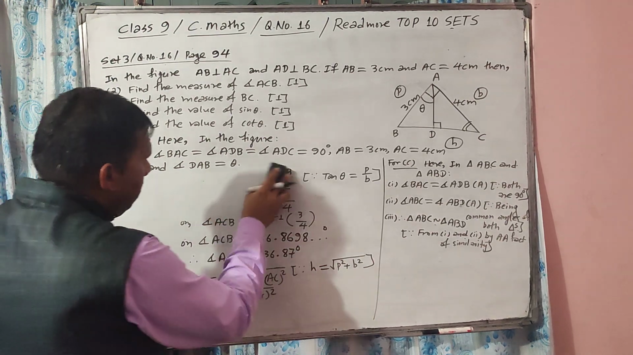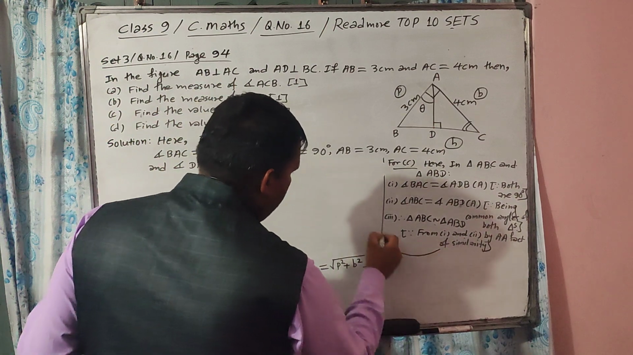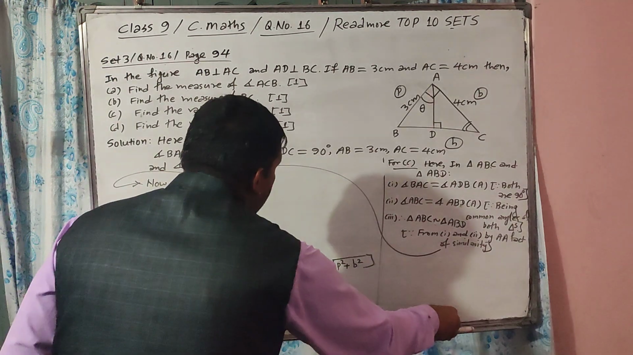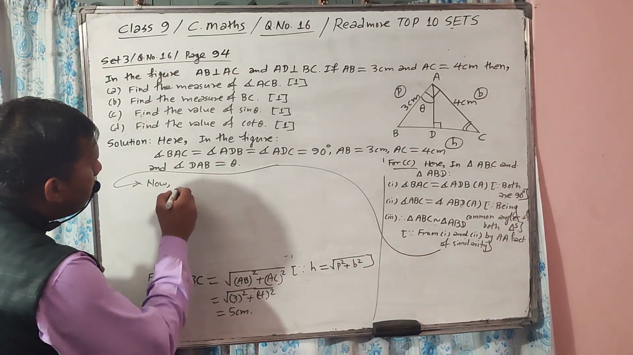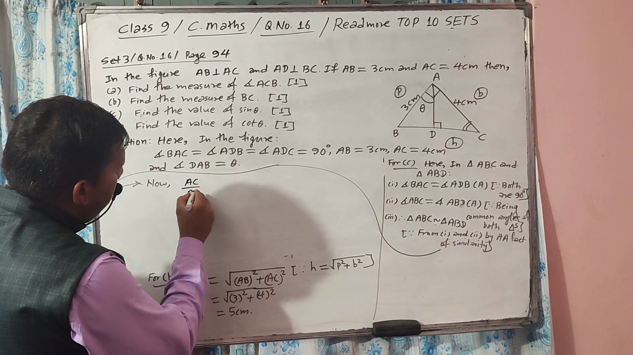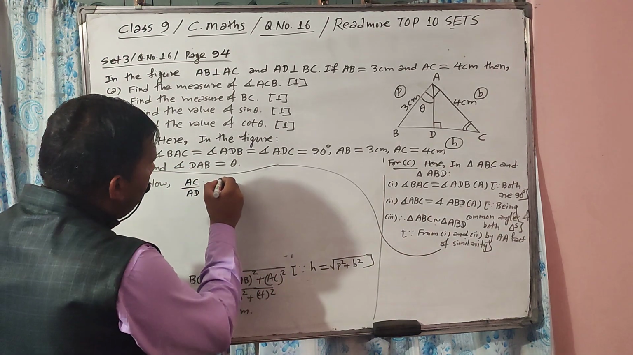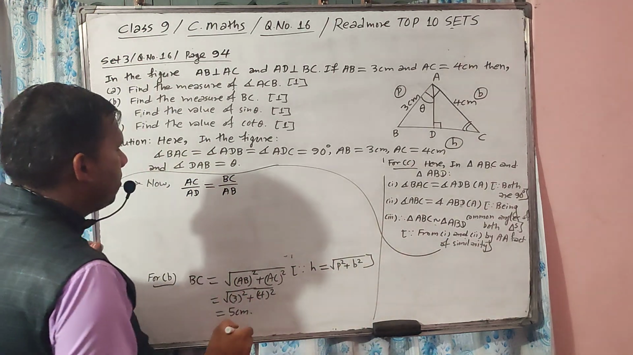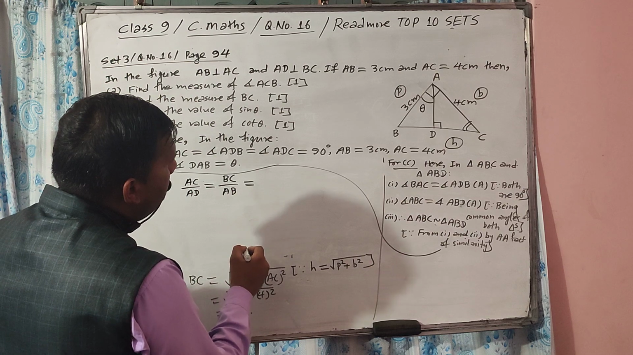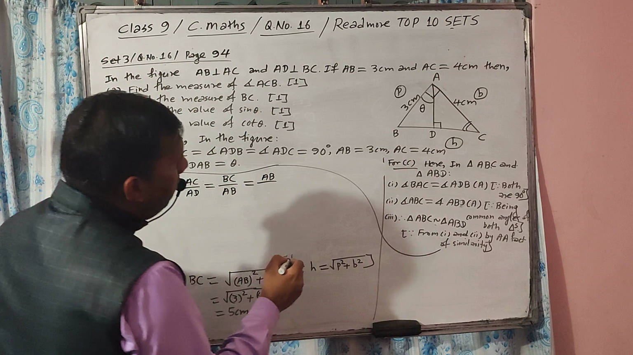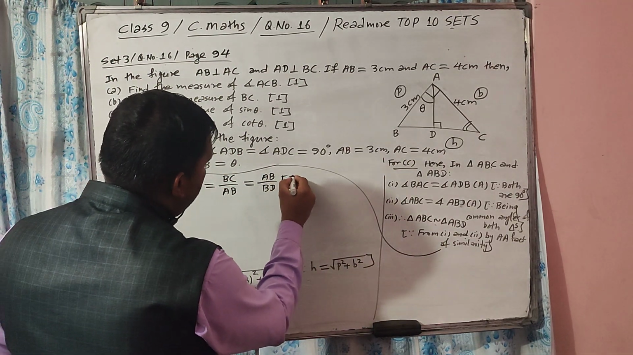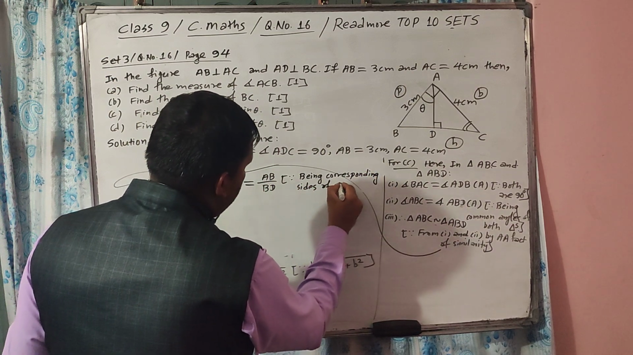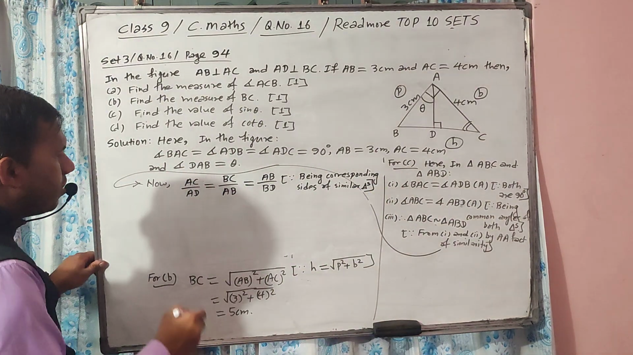Continue here. After similarity, we can write that corresponding sides are proportional. So the corresponding sides are AC by AD equals BC by AB, equals the remaining side AB by BD, being corresponding sides of similar triangles.